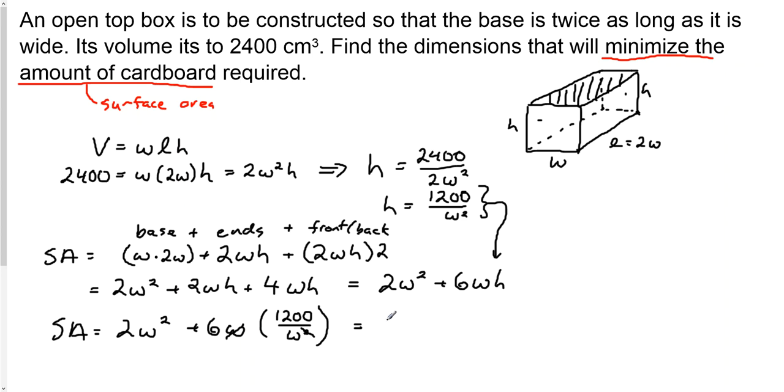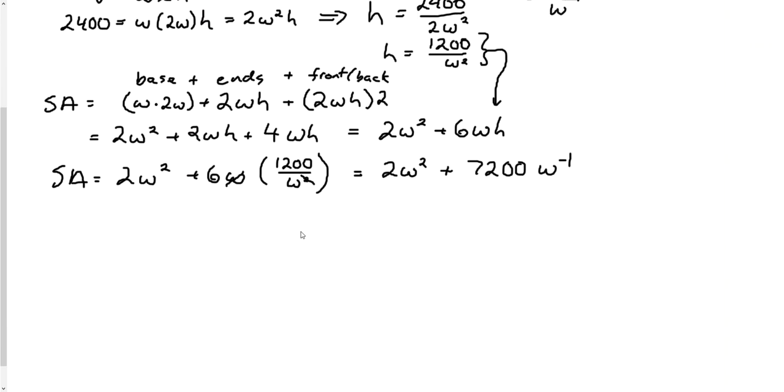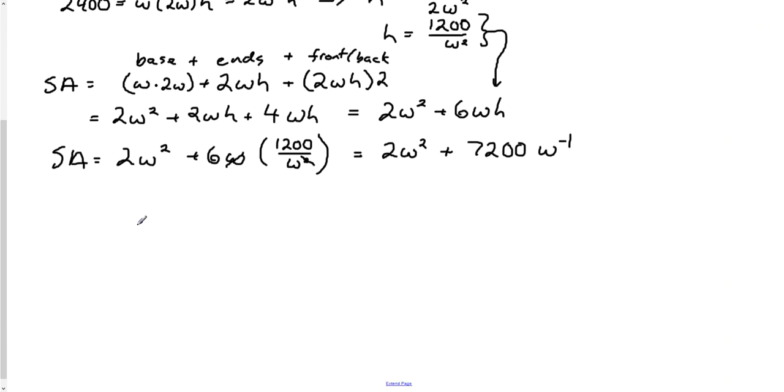So this first term isn't going to change. This is still going to be 2w squared. But if I multiply the 6 by the 1200, I'm going to get 7,200. And instead of having this as 7,200 divided by w, I'm going to write it as w to the negative 1. That's my expression for the surface area that I'm going to optimize. So optimization, we are going to take the derivative.